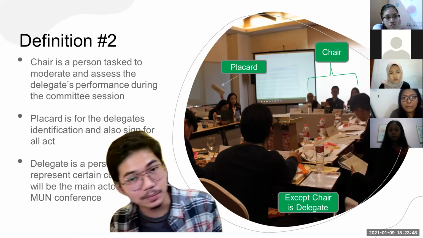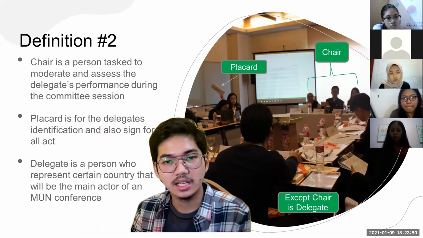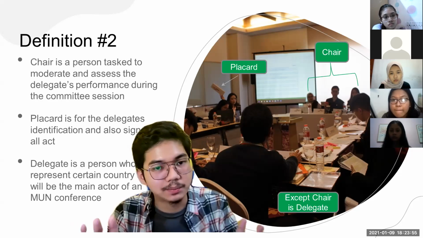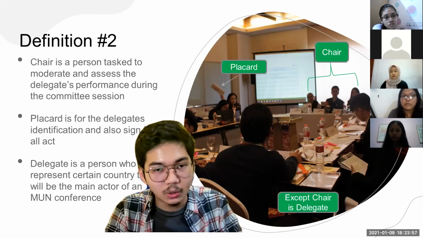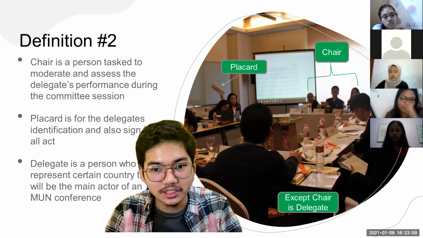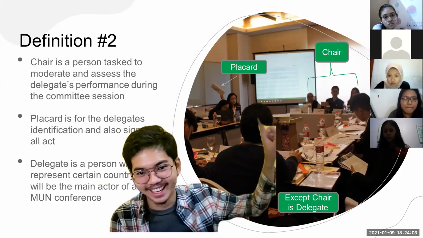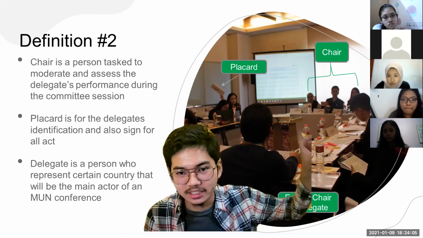Chairs are not participants of the MUN simulation. They only moderate, they only guide you on how to participate in the right way. So which ones are the chair? The chair is the one over here. Okay, I'm using my hand. Okay, the one over here, these three.